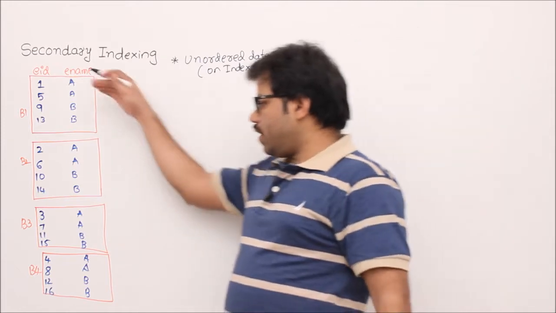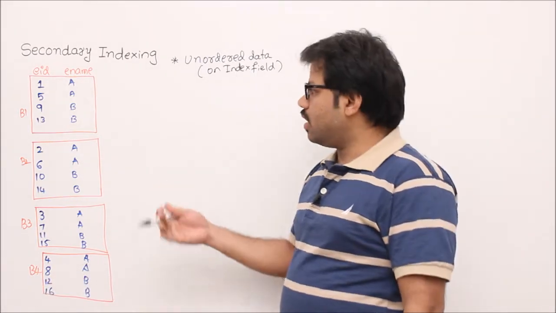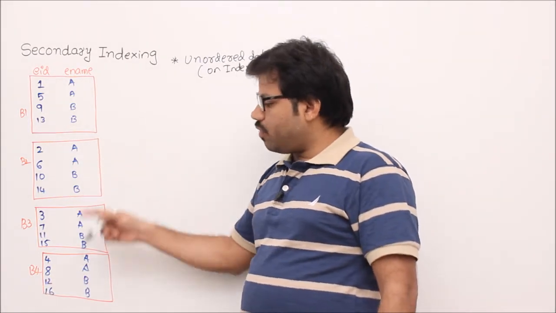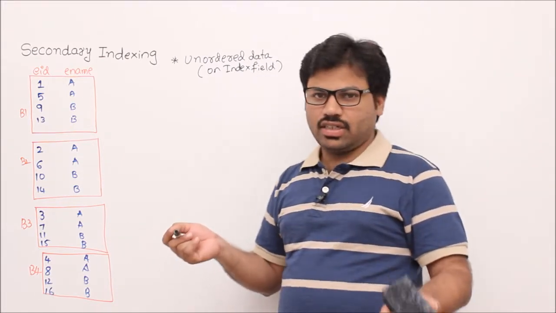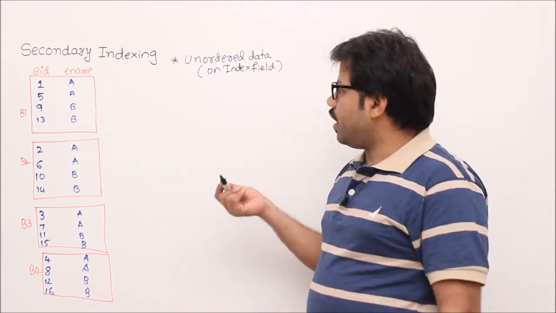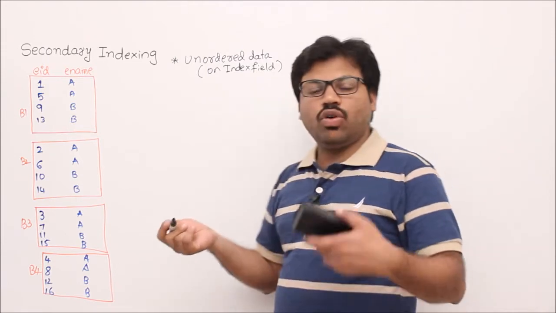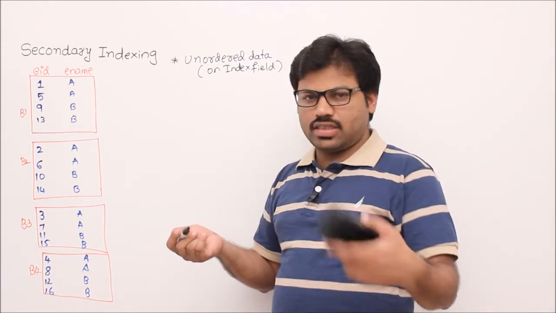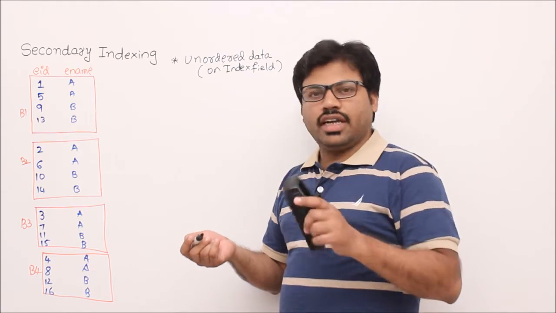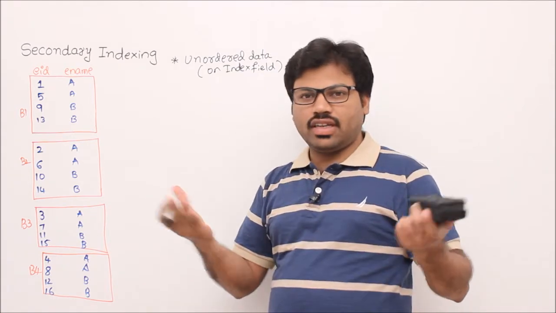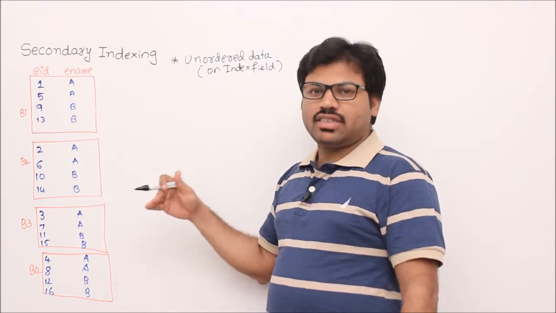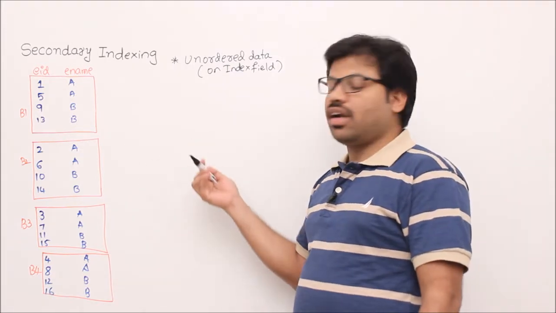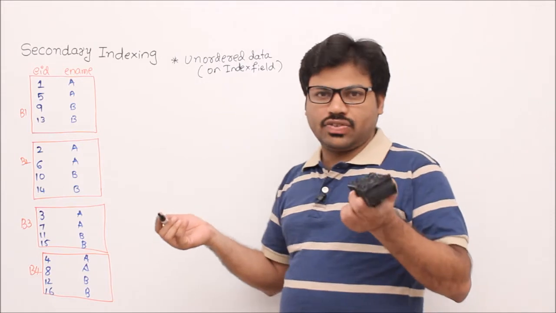Example, let's say this is your data, which is located on disk in blocks B1, B2, B3, B4. So you have 16 records and you want to index them. We can't go with the primary indexing model or the clustering indexing model, because for that the data should be ordered and we exploited that benefit, right? When data is ordered we can skip a lot of computations, but here we cannot do that. Even binary search will not work.